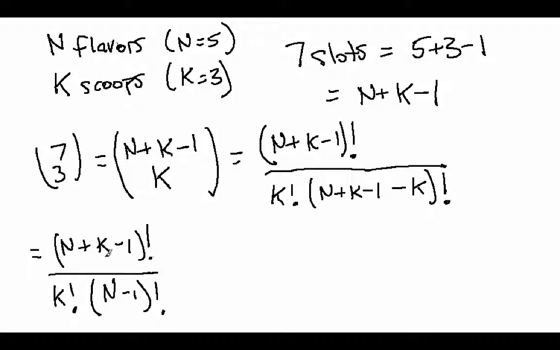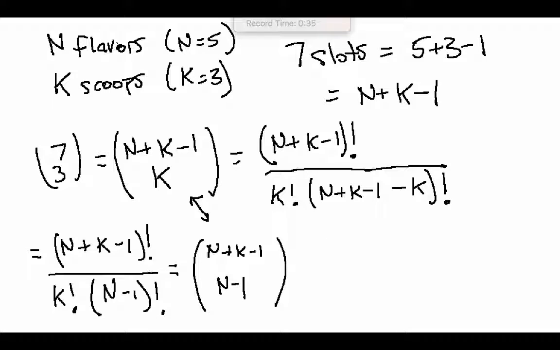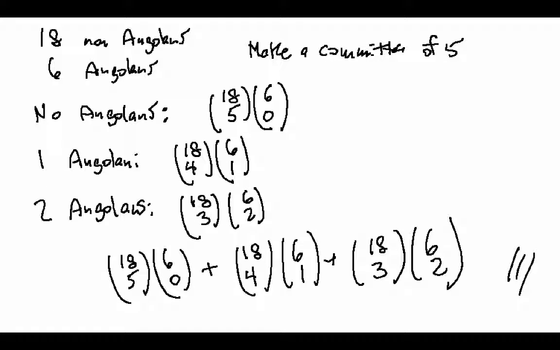We're almost done here. Notice that what this is equal to over here is just n plus k minus 1 choose n minus 1. Okay? So the thing to notice is that these are equal. That's pretty amazing if you think about it. Maybe we should do one more example of this.